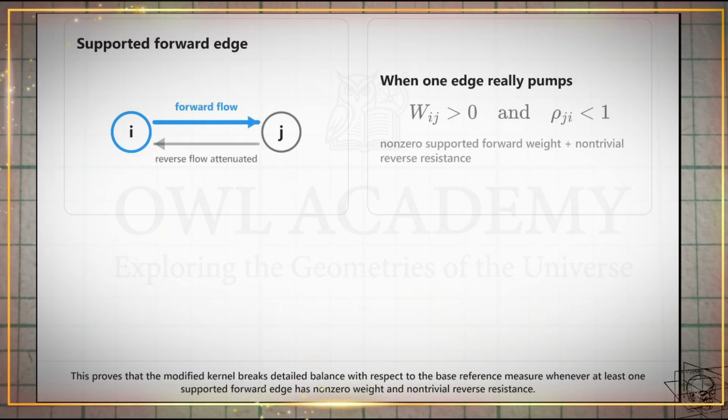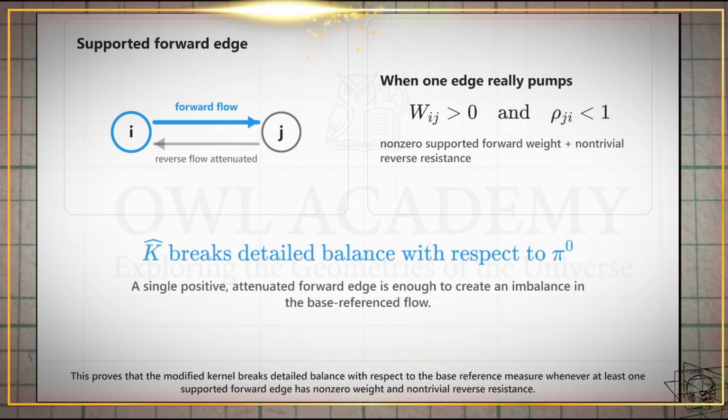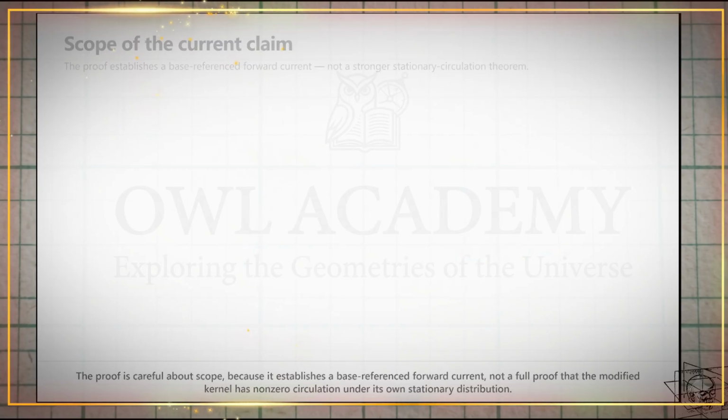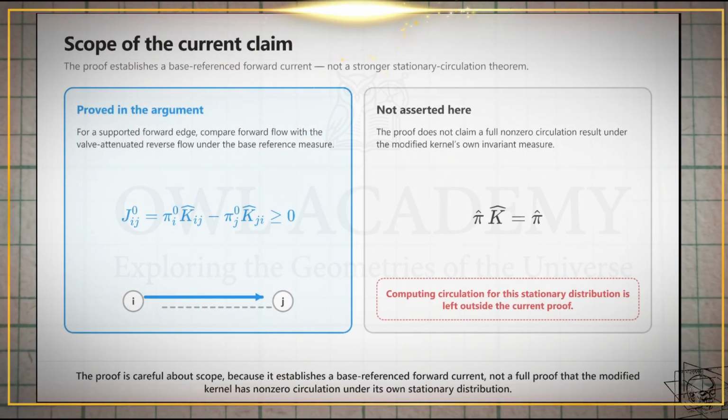This proves that the modified kernel breaks detailed balance with respect to the base reference measure whenever at least one supported forward edge has non-zero weight and non-trivial reverse resistance. The proof is careful about scope because it establishes a base-referenced forward current, not a full proof that the modified kernel has non-zero circulation under its own stationary distribution.